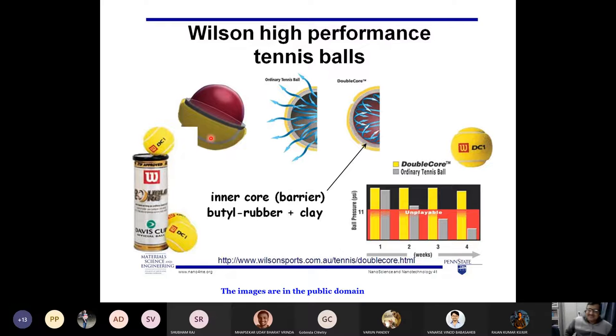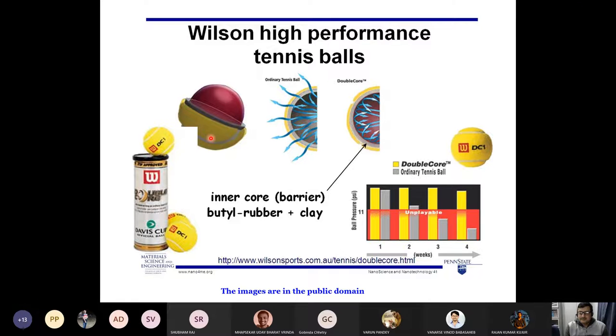Every six games, you will find they will change the ball. Suppose first 3-3, 4-2, 5-1, you will see there is a change of ball. Not after the set, because a set can last for, I think, 2 hours, 4 hours. The ball will not survive that long.